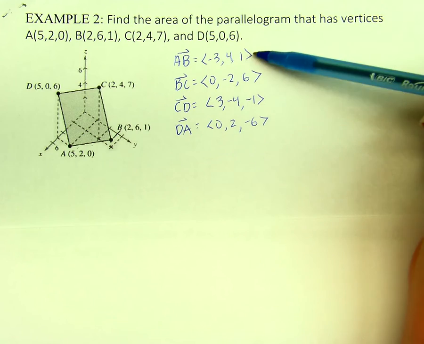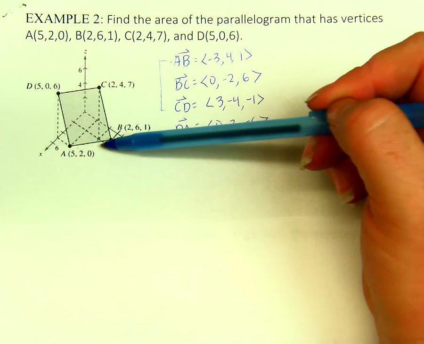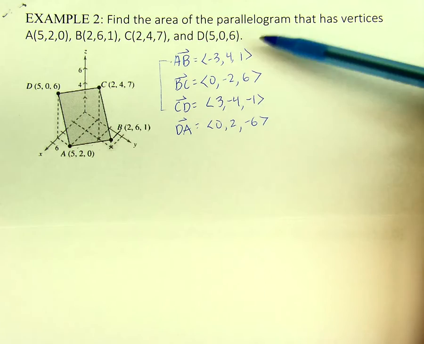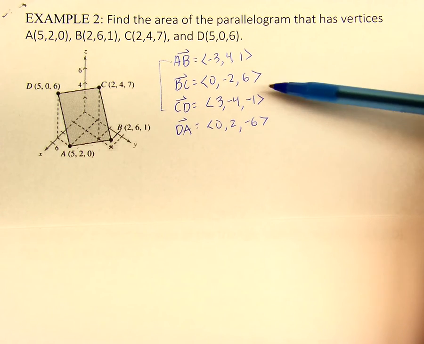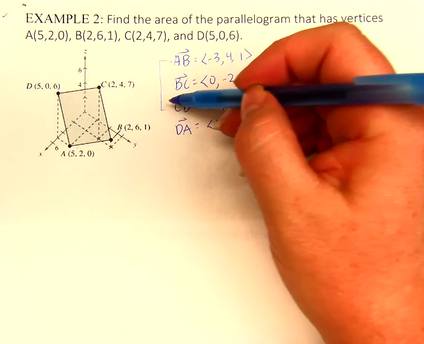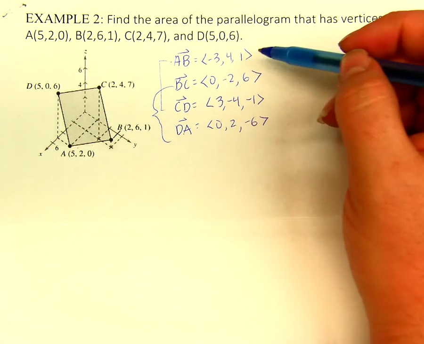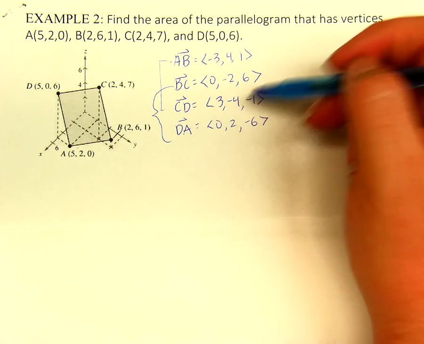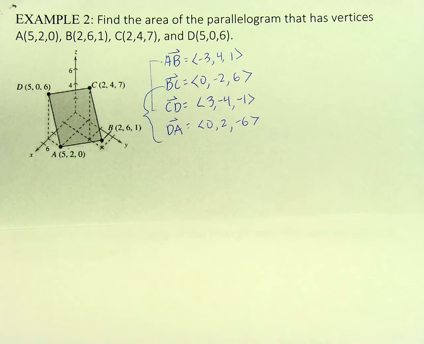So if you look at these two vectors, AB and CD, you'll see that they are the same vector. It's just I made one point the opposite way. That's why all the signs are opposite. And then BC and DA are the same vector, just again, opposite signs. So I could make them all have the same signs and be equivalent. That's not too big of a deal.